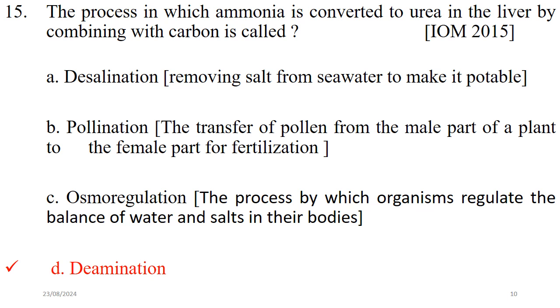And option A, desalination, is incorrect because it is the process of removing salt from the seawater to make it potable. And option B, pollination, is incorrect because it means the process of transfer of pollen from the male part of a plant to the female part for fertilization. And option C, osmoregulation, is also incorrect because it is the process by which organisms regulate the balance of water and salt in their bodies.